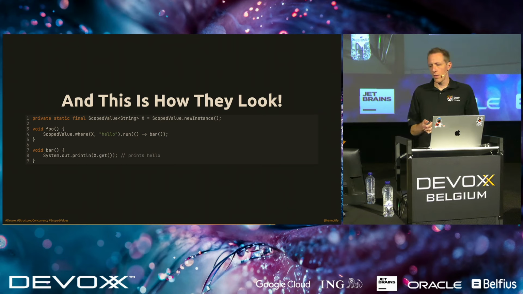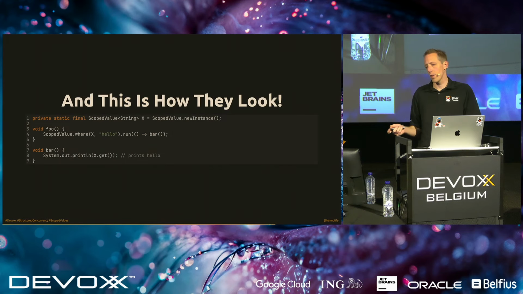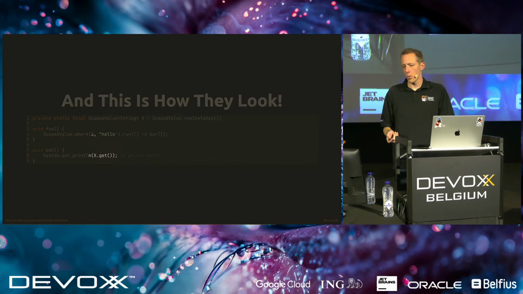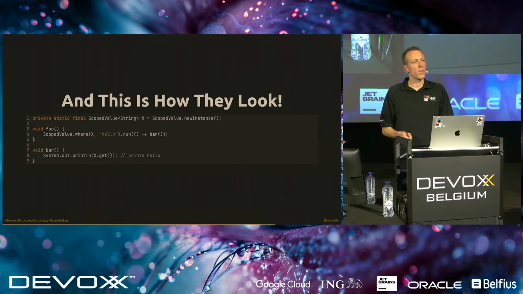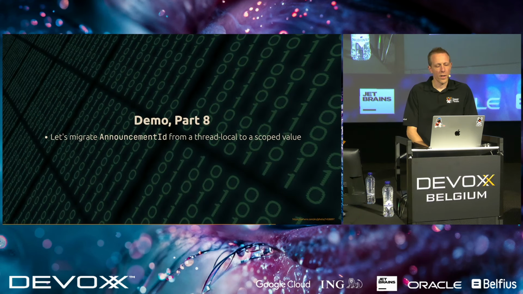And this means that the value hello that is bound to the scoped value x is available throughout this lambda here, this runnable. And because we're calling the bar method, for the entirety of the bar method, it is allowed to call x.get. And that will, in this case, print hello. So that's the general idea. I think it's now time to migrate our announcement IDs from thread locals to scoped values and see how this mechanism would work in our restaurant interface.